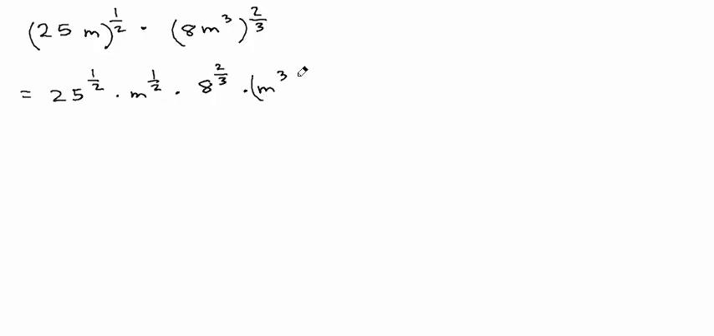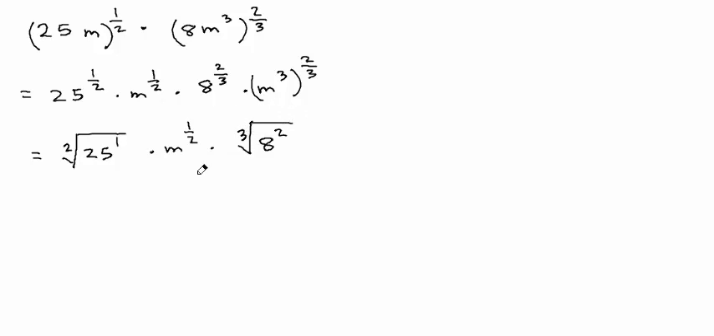raised to the 2/3. Now what's 25 raised to the 1/2? It's going to be the second root, because this is a 2 here, of 25 raised to the 1. So essentially it's the square root of 25 times m raised to the 1/2 times 8 raised to the second power, and the third root or the cube root of that, times m raised to the, this is an exponent raised to another exponent. Time for us to multiply the two exponents. So this is going to be 3 times 2/3.